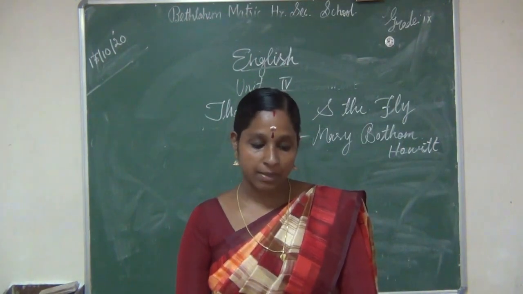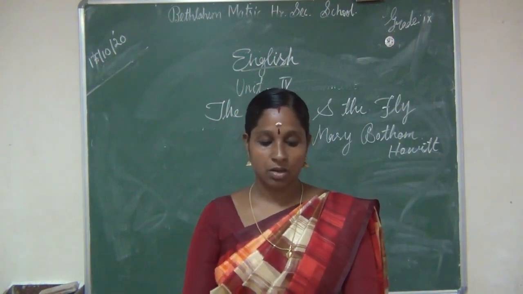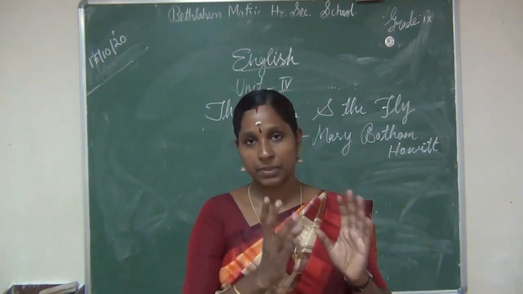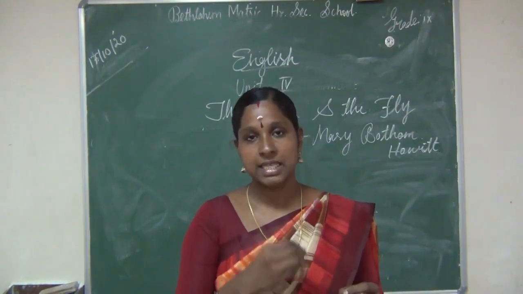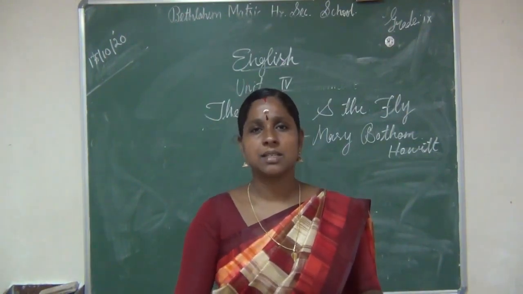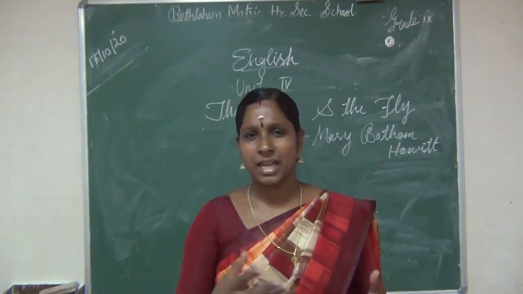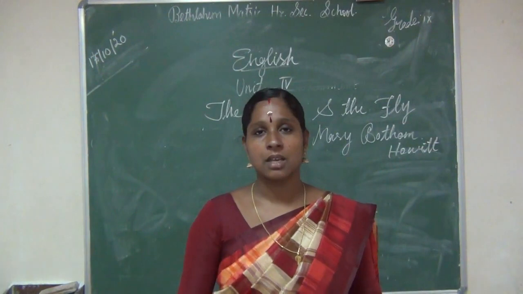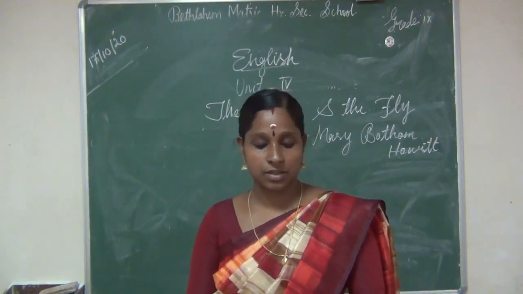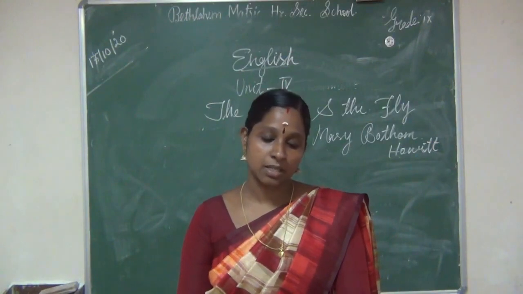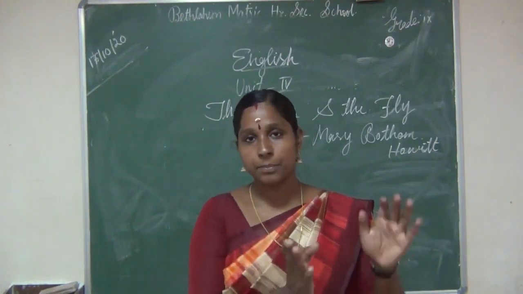Then pantry, a room where beverages, food and dishes are stored. Yes, pantry is a place where we preserve edible things, eatable things. Drinks, kinds of drinks, Coca-Cola, Pepsi, there are many kinds of drinks. That is called beverages. Then food and dishes are stored. These are the things stored in a pantry.